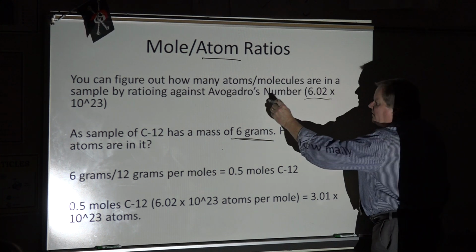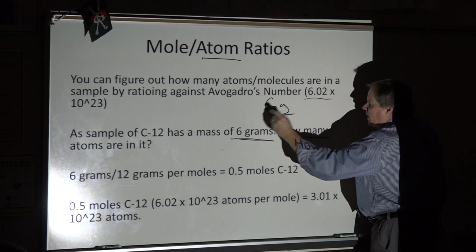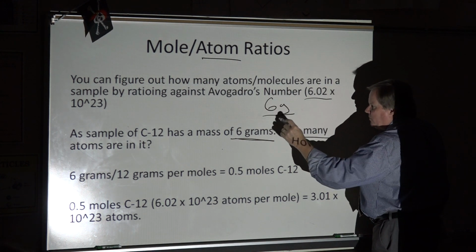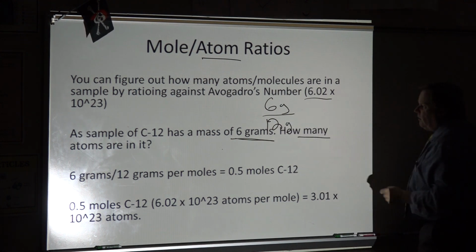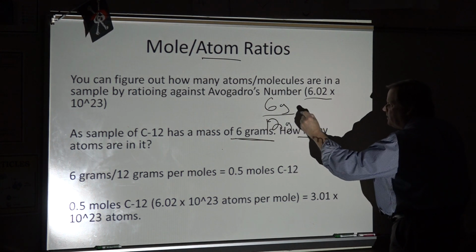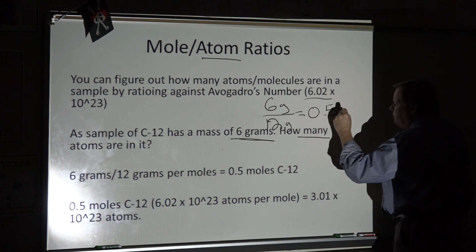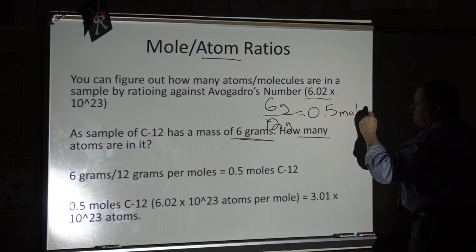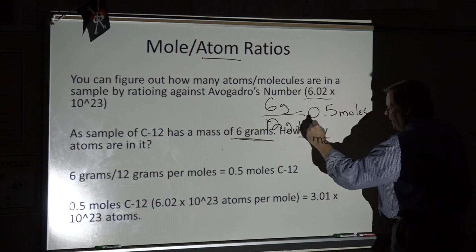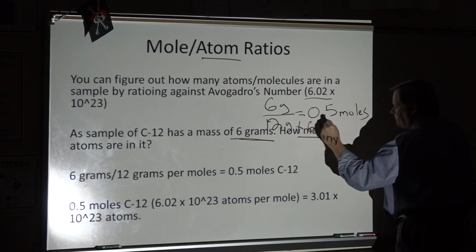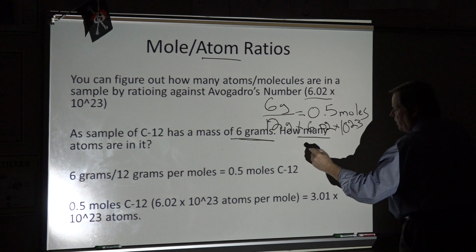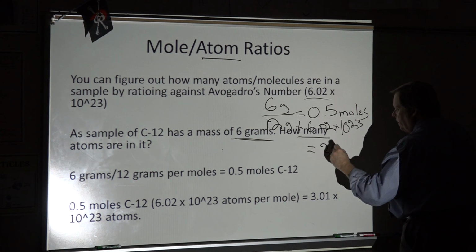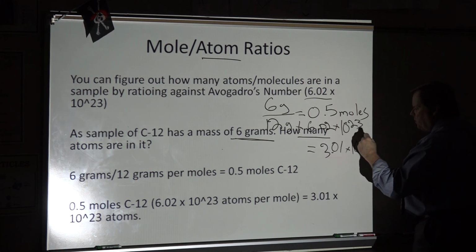Our math looks like this. I'm going to give you 6 grams of carbon 12. We go to our poster, its AMU is 12. So we have 0.5 moles. Then we would multiply that times Avogadro's number, and the result being 3.01 times 10 to the 23rd.